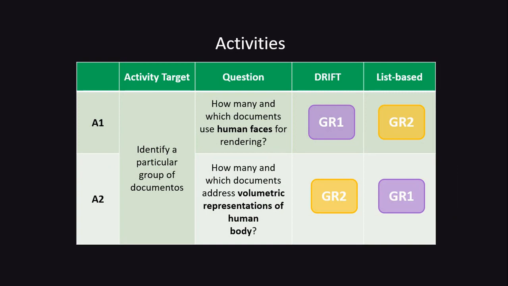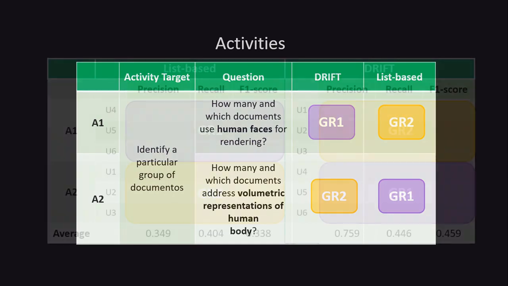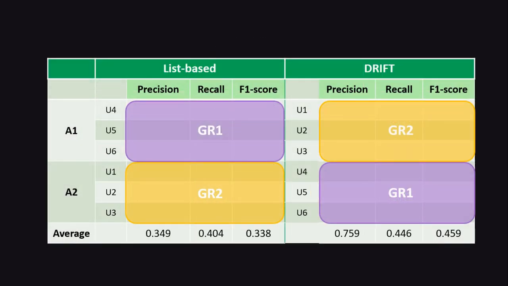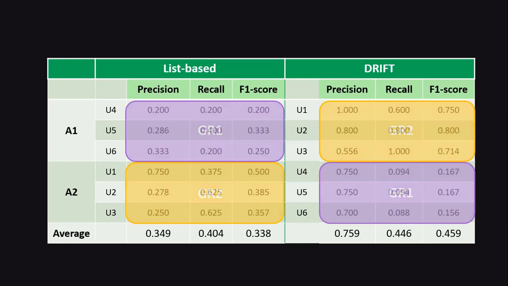We set up 2 search activities, A1 and A2, by using 2 specific questions. To evaluate the relevance of documents retrieved, we computed precision, recall, and F1 score measures. Here, one observes that in A1, users of the list-based interface obtained a significantly lower performance in terms of all measures. And in the A2 activity, Group 1 precision average decreased while Group 2 increased considerably. For instance, user 4, who obtained the poorest precision in A1, improves performance, obtaining 0.75 of precision in A2.